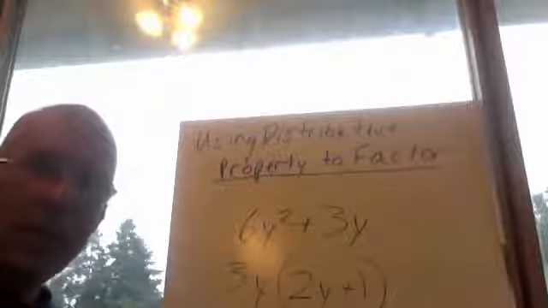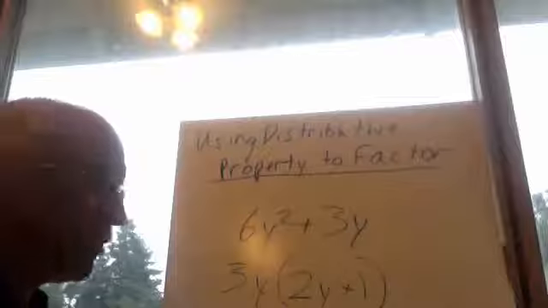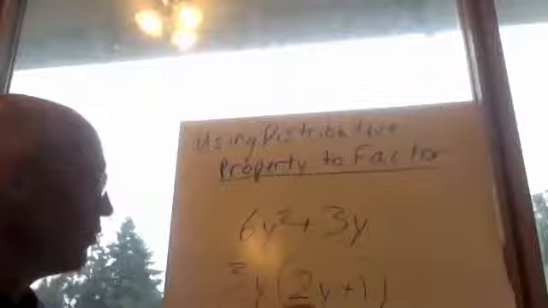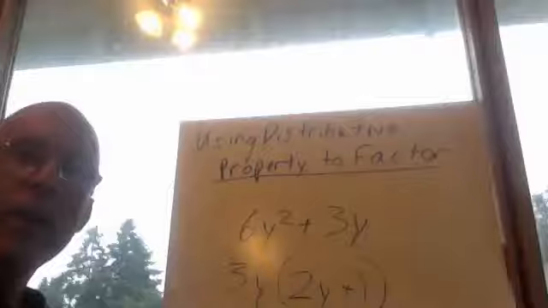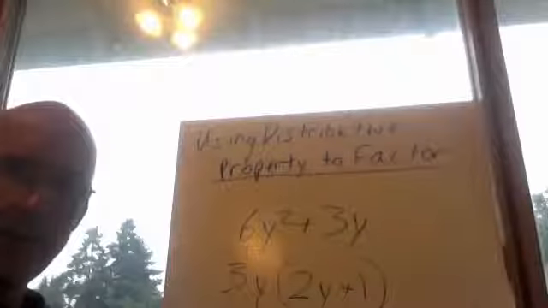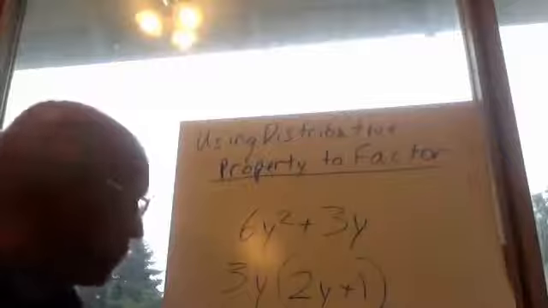The great thing about these types of problems is you can automatically know whether you're right or wrong. All you have to do is check it. When we do the distributive property back, does it give us this? 3y times 2y gives you 6y squared. 3y times 1 gives you 3y, so you know you did it right. Okay? That's the first part of this section.